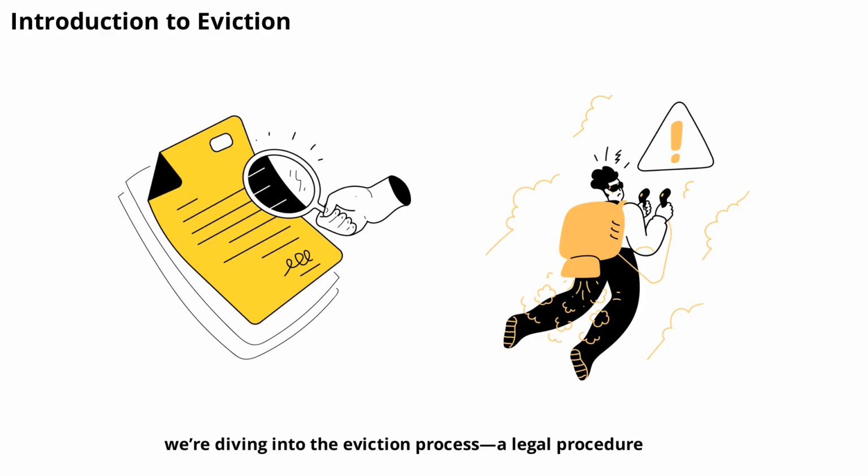Welcome! Today, we're diving into the eviction process, a legal procedure that can be stressful for both landlords and tenants. Whether you're a renter or a property owner, understanding what happens during an eviction is crucial. In this video, we'll walk through each step, from the initial notice to the final resolution. By the end, you'll have a clear picture of how evictions unfold and what rights and responsibilities each party has.